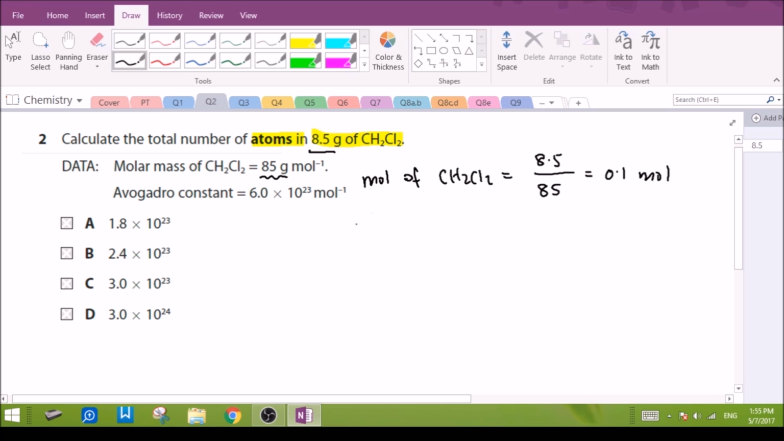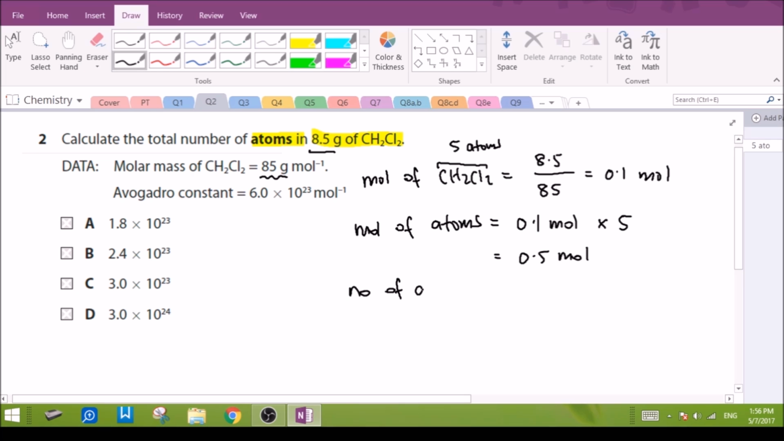And how about the moles of atoms? Right, we have to observe that for every one molecule, there are 5 atoms: 1 carbon, 2 hydrogen, and 2 chlorine atoms. So if we have 0.1 mole, we have 0.1 mole multiplied by 5 atoms, which gives 0.5 moles of atoms.